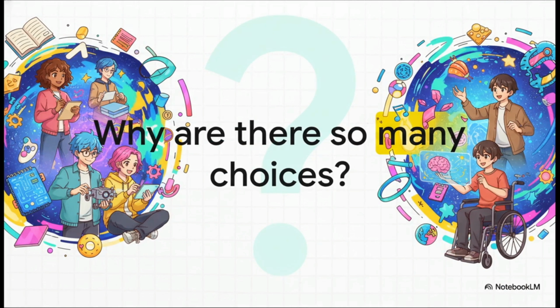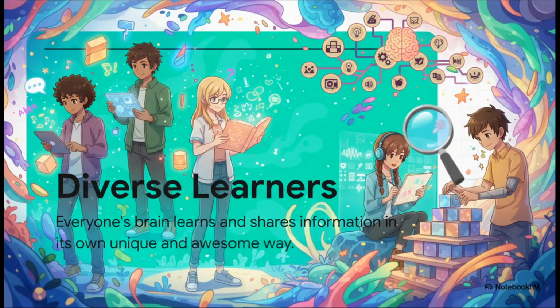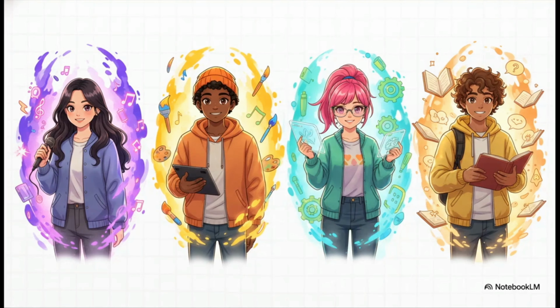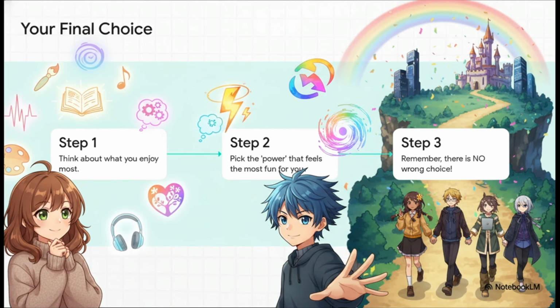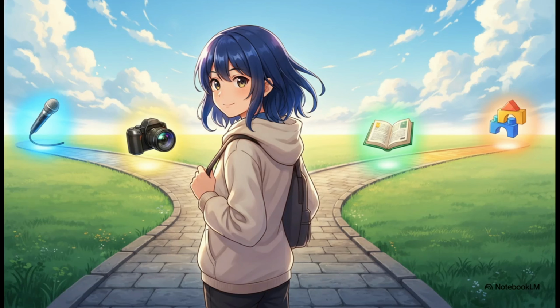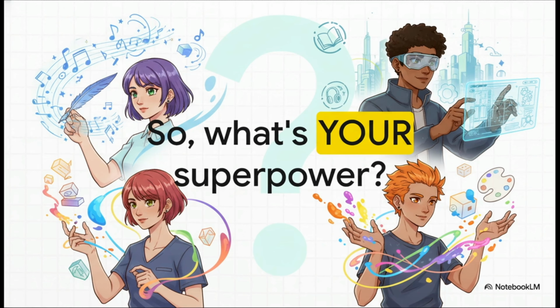So, why are there so many options? That's a great question, and it's actually really important. It's because we're all diverse learners. It just means everyone's brain works a little differently. So what works best for you might be different for your friend, and that's awesome. So how do you pick? Easy. Just think about what you enjoy doing the most. Seriously, there is no wrong choice here. Just pick the one that sounds like the most fun. So what's it going to be? What's your creative superpower? I can't wait to see.